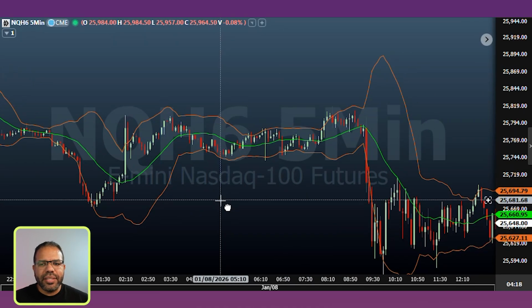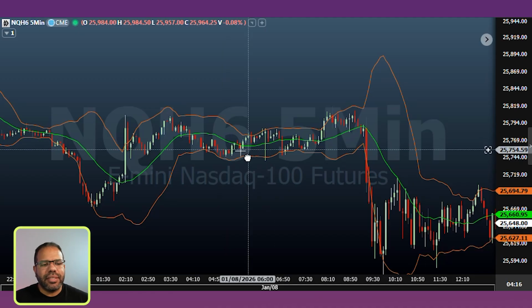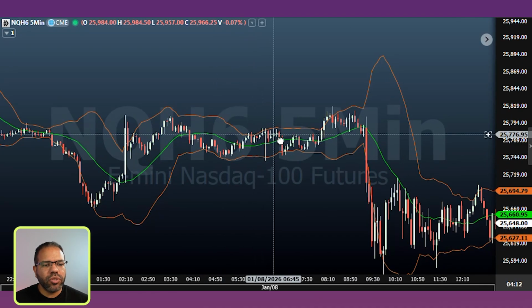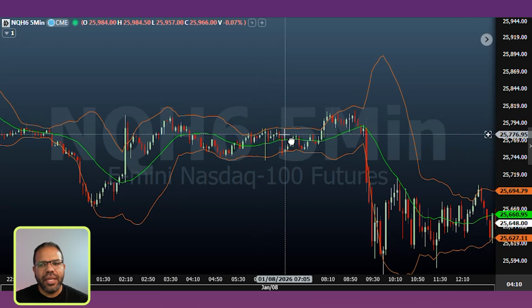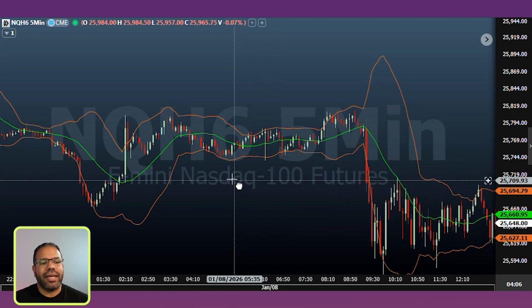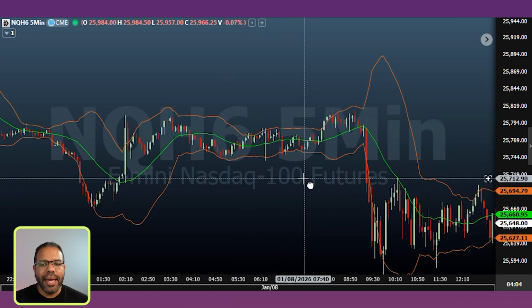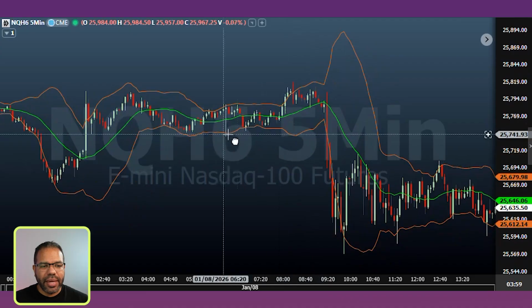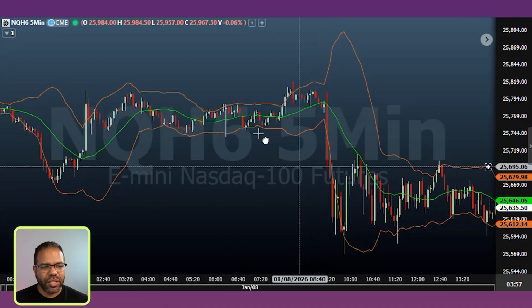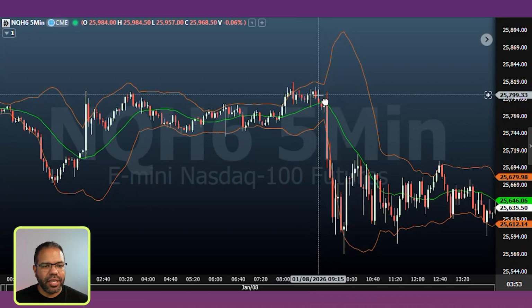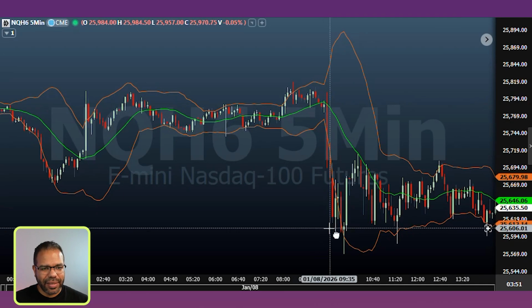So the squeeze is when the market is quiet. So the bands come closer to each other and they tighten. That means that there's low volatility. Why is it important? It's because after squeezes, there's usually big moves because the market can't stay quiet forever. So like here, we saw expansion. So we had our squeeze here, and then we had expansion to the downside in this case.